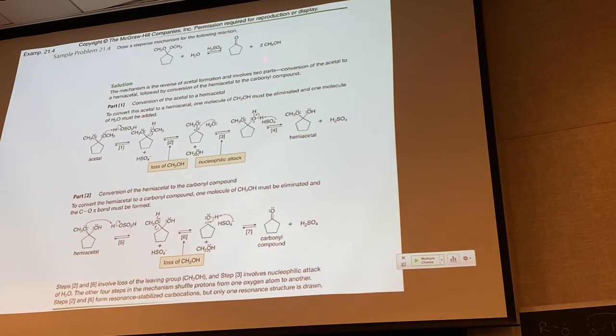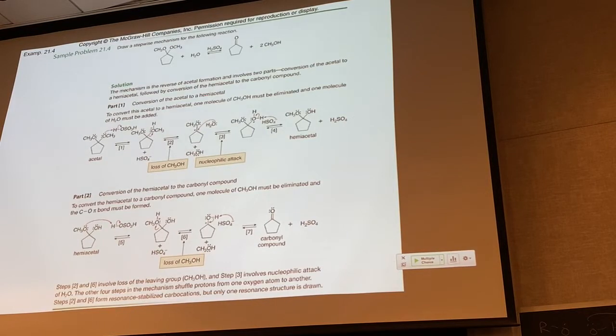Notice that if you're driving the equilibrium towards the ketone or the aldehyde, you want to use excess water, and therefore we want to use an acid that is soluble in water. So when we are forming acetals, we use benzene and toluene sulfonic acid, which is soluble in organic solvents. When we are hydrolyzing acetals or converting them to aldehydes or ketones, we're going to use sulfuric acid because sulfuric acid is water soluble. Okay?